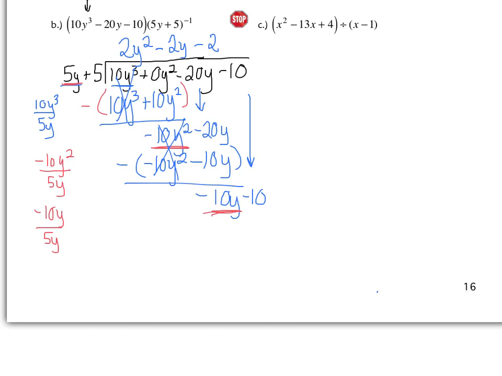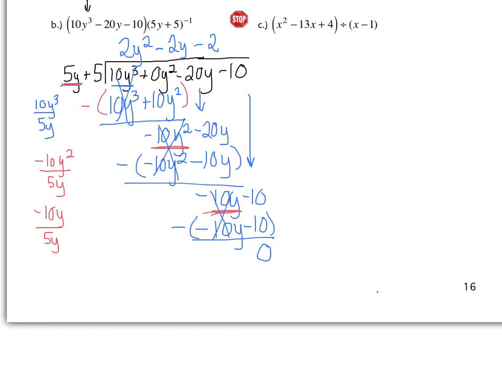So now take that number up top, multiply it by the divisor again. We're going to get negative 10y minus 10. Subtract that away. Negative 10y minus a negative 10y would become negative 10y plus 10y. That's gone. That's good. Negative 10 minus a negative 10 happens to be 0. So we put that answer down here. So our remainder is 0.